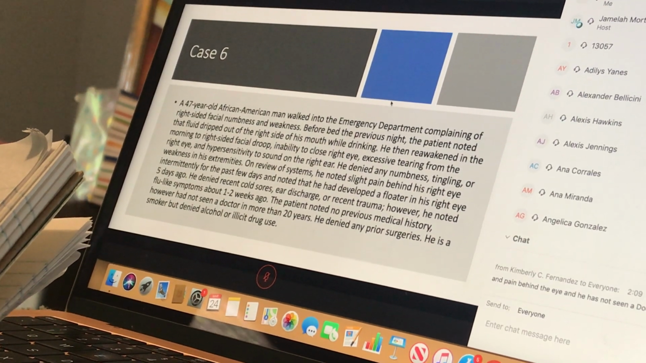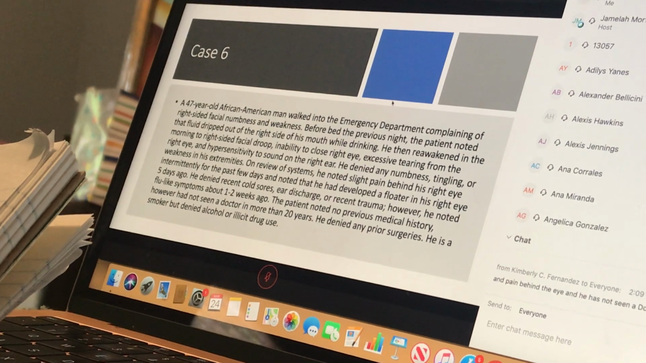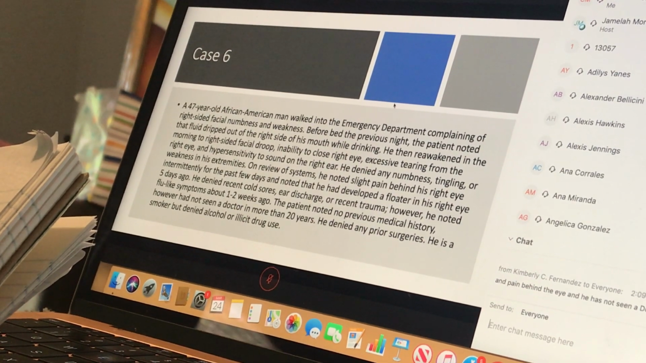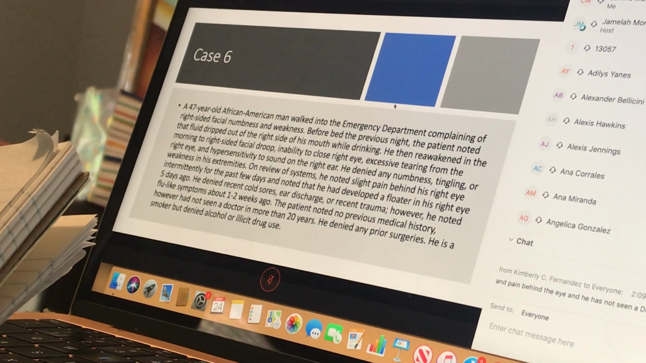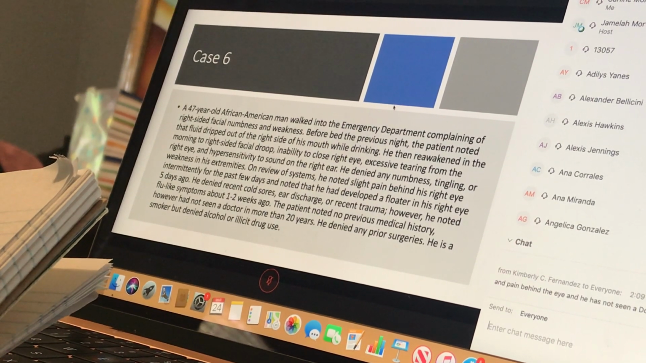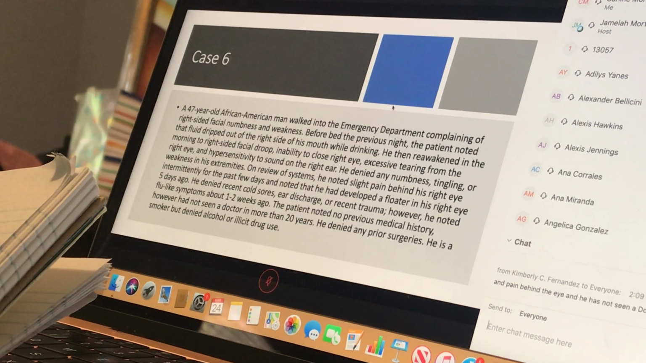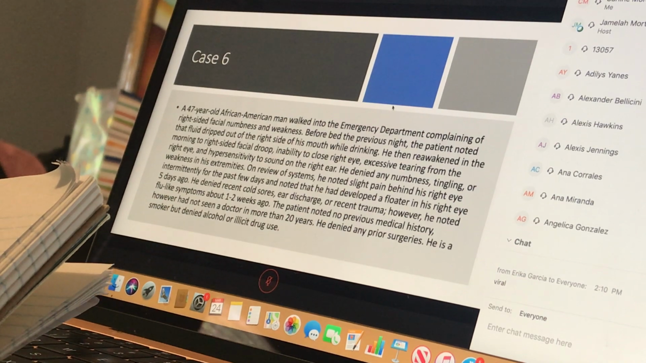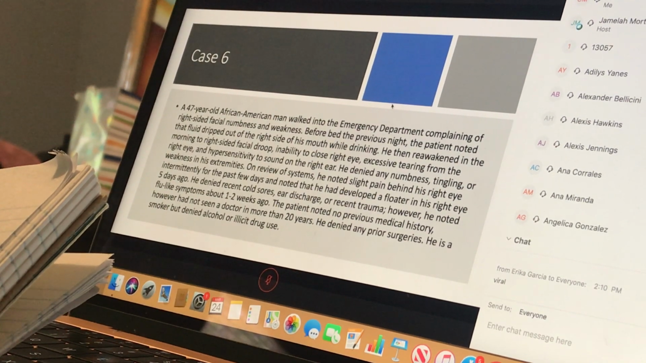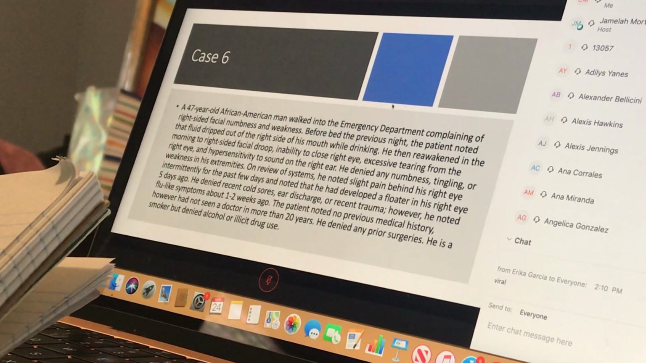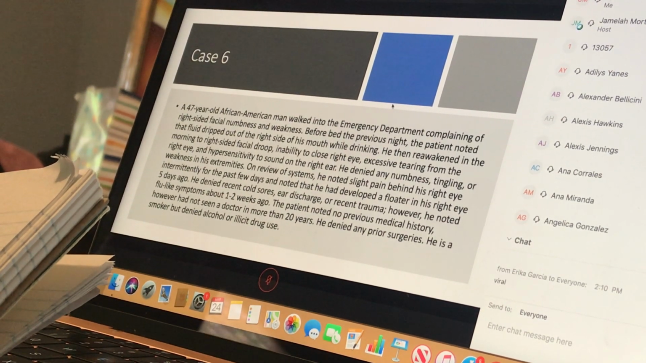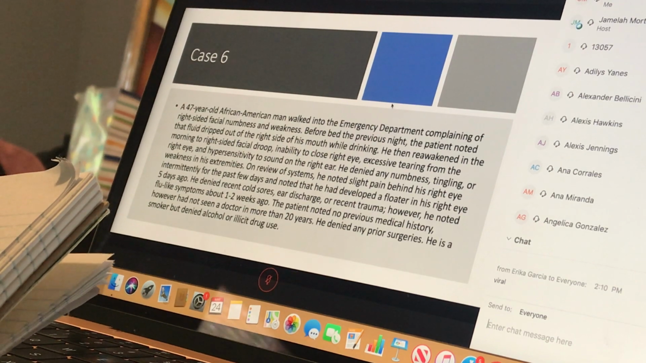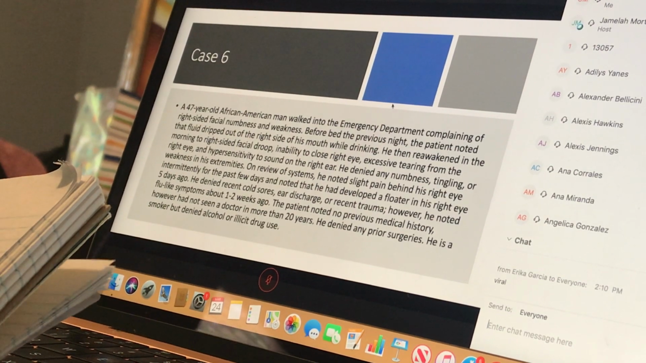So on review of systems, he's noted slight pain behind the eye. Usually strokes don't give you pain behind the eye. He denies any recent cold sores, ear discharge, or recent trauma. However, he's noted to have flu-like symptoms. So definitely these flu-like symptoms are what's implicated and could possibly be the reason for your cranial nerve 7 dysfunction. Okay. He has no previous medical history. However, he has not seen a doctor in 20 years. He denies any prior surgeries. He is a smoker, but denied alcohol or any illicit drug use.